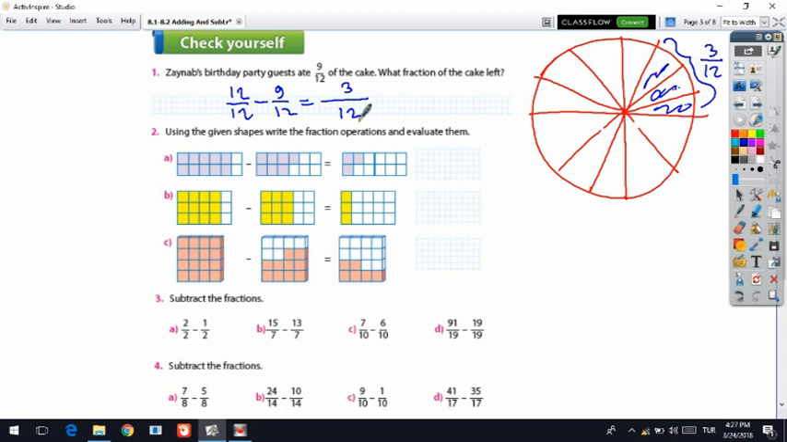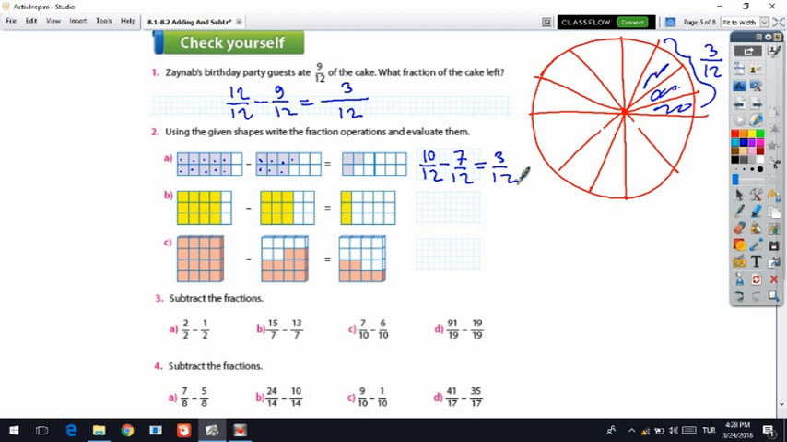Okay, using the given shapes, write the fraction operation and evaluate them. First of all, look at this one. 1, 2, 3, 4, 5, 6, 7, 8, 9, 10, 11, 12. 10 parts, so it is 10 over 12. And there is minus between them. So 1, 2, 3, 4, 5, 6, 7. This is 7 over 12. And the answer is 3 over 12. That's it. You do it like that.